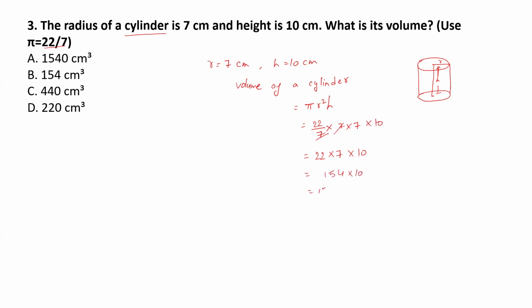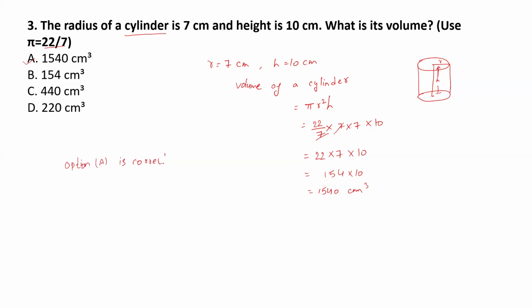And this is 1540 centimeter cube. Again, because our radius is in centimeter and height is in centimeter, radius into radius is centimeter into centimeter, and then into centimeter, so that's why centimeter cube. So again, option A is correct.